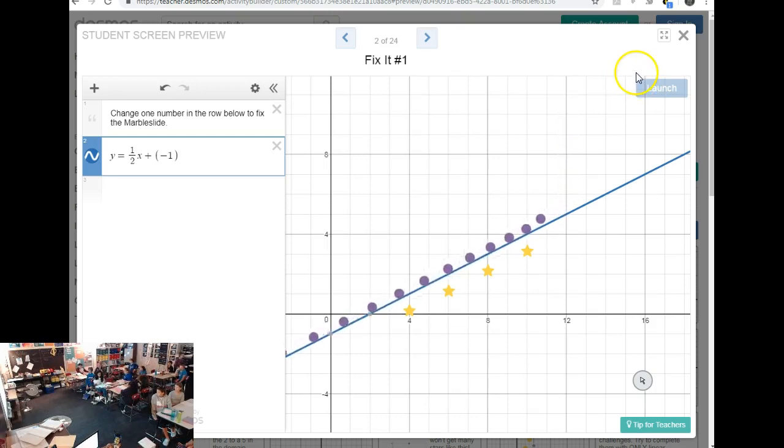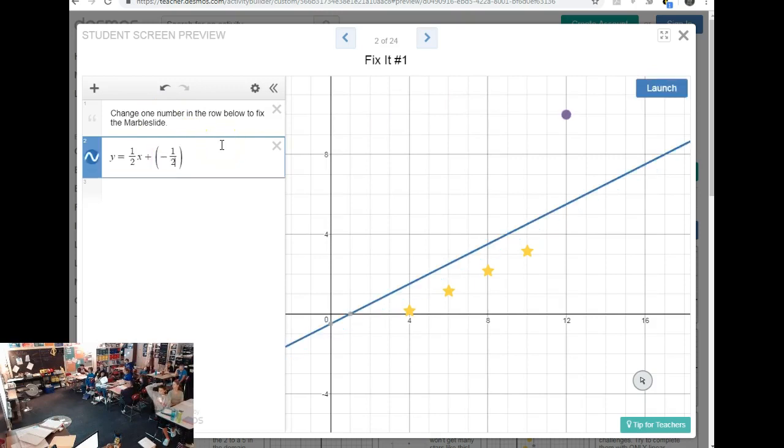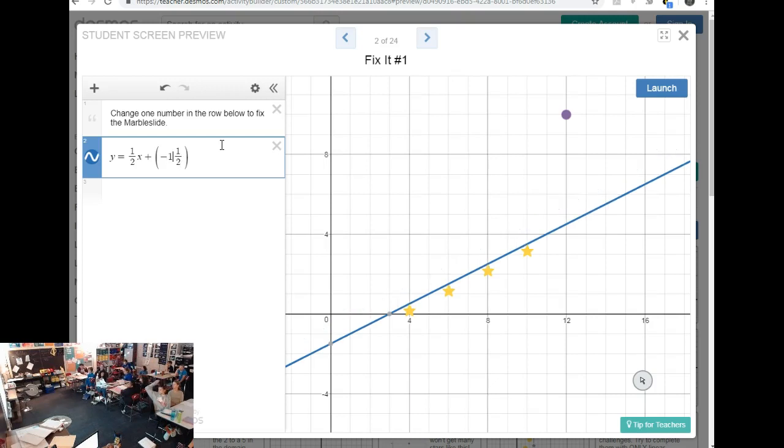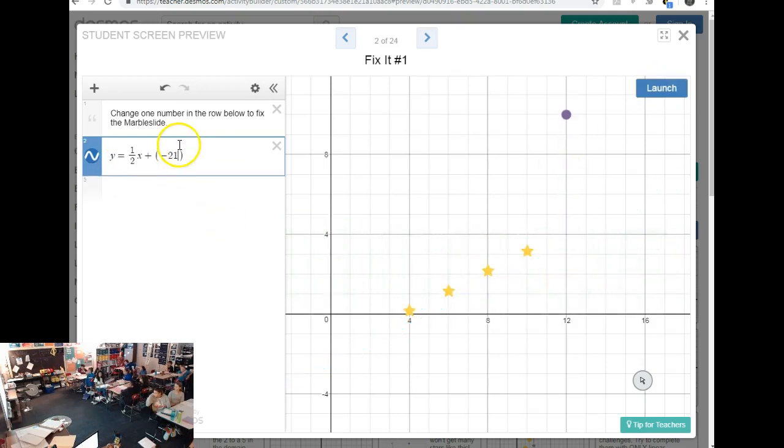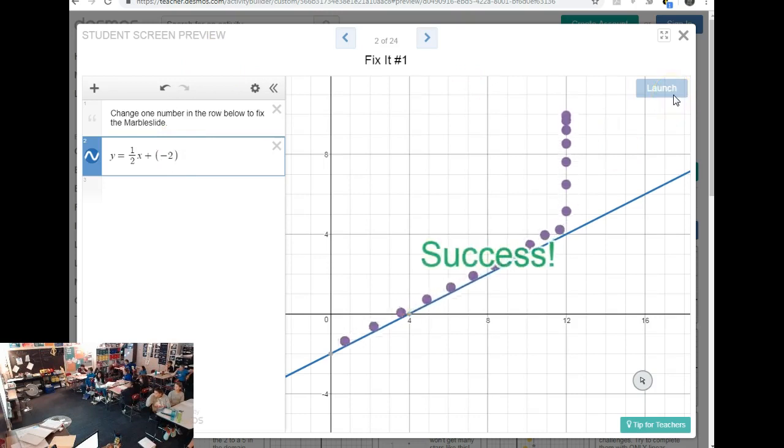George? So instead of negative 1, it would be negative 1/2. 1/2? No, not negative 1/2. Negative 1 1/2. No. 2 1/2. Connor? 2 1/2. Do you want to keep 2 1/2 or you want to try 2? 2 1/2. Yeah. Now, would 2 have worked? Yeah. 2 would also work.